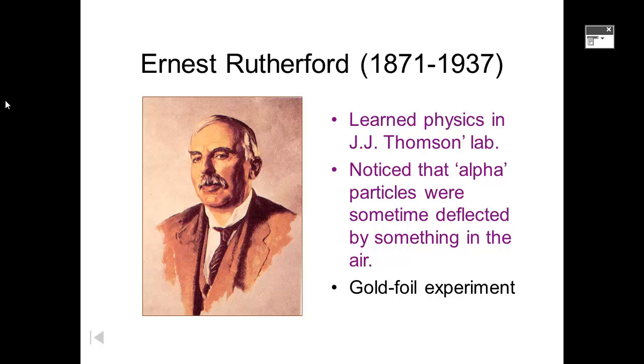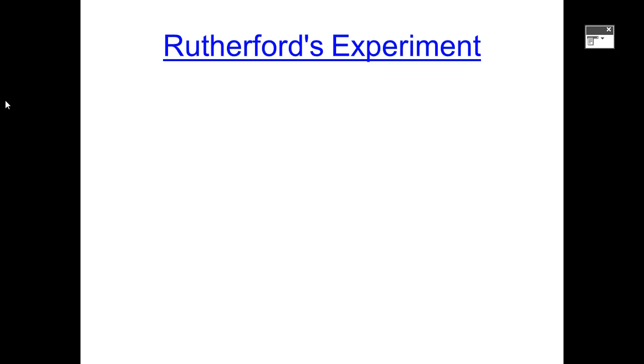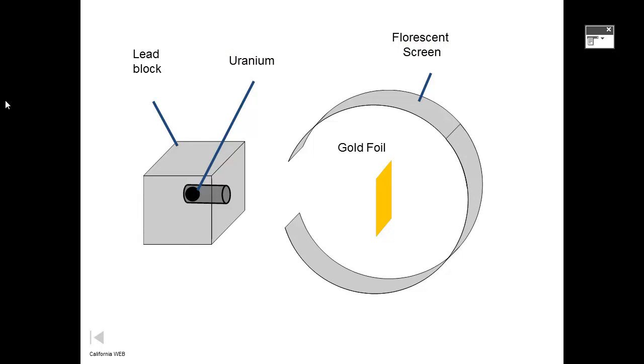So the big idea you want to talk about is the gold foil experiment. We're going to discuss that right now. So Rutherford's experiment. He had this little lead block with some uranium in it. He had some uranium, and uranium is an alpha particle emitter.